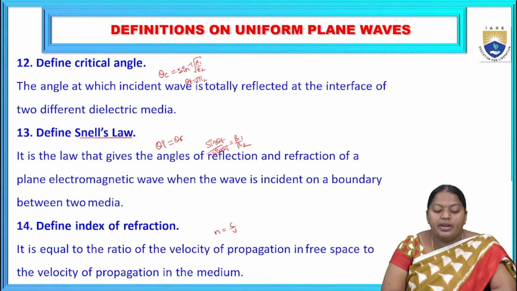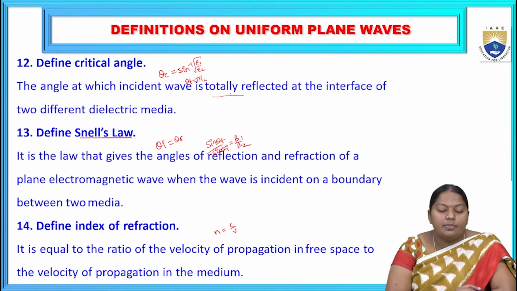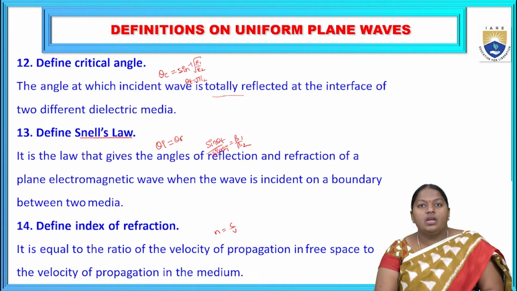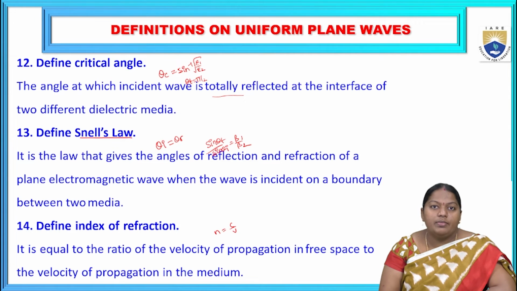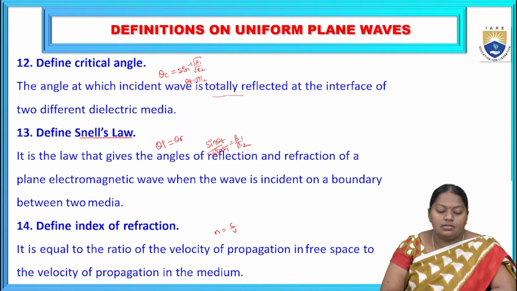So critical angle can be defined as the angle at which total internal reflection takes place, and sometimes it may also be defined as the angle at which the incident wave is totally reflected at the interface of two different dielectric media. It is represented with theta c, and it is given by sine inverse of epsilon 1 by epsilon 2. So to get the relation, we need to assume medium 1 is more dense than medium 2, in which case critical angle and total internal reflection take place between two dielectric media.